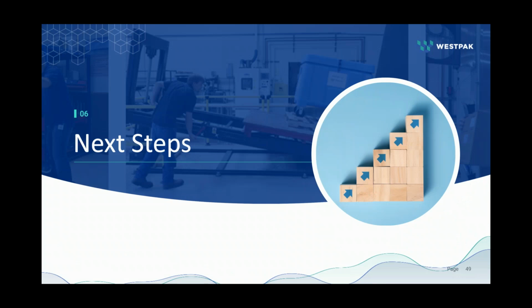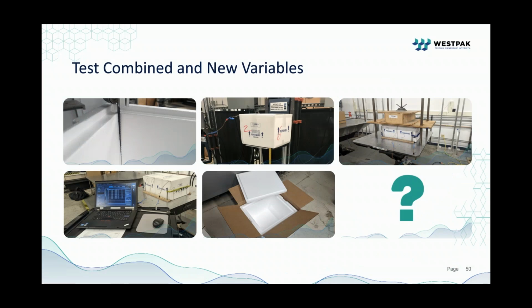All right. Next steps. So what do we want to do next? So one of the big things that we didn't do is that we didn't combine variables. Well, what does that mean? That means that we cut the edges for the insulated shipper, but that was it. We didn't do cut edges plus drops, cut edges plus vibration. And same thing with the ambient packout. I'm curious about the ambient packout. Ambient packout plus distribution. What does that look like?